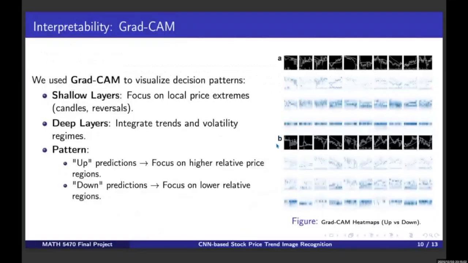To better understand how our model works, we use Grad-CAM to visualize its decision process. We found that shallow convolutional layers capture local price patterns like large daily candles, while deeper layers recognize multiple days, trends, and structures. Most importantly, the model consistently associates higher price relation with up prediction and lower relation with down prediction, confirming it learns meaningful price position relationship rather than random noise.